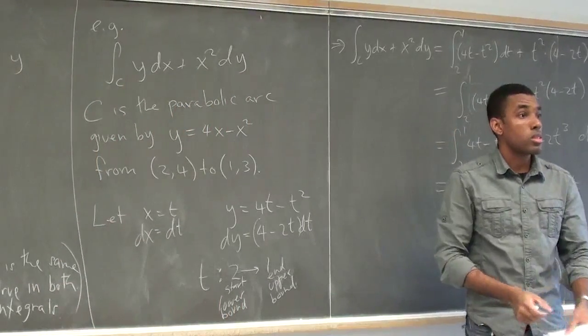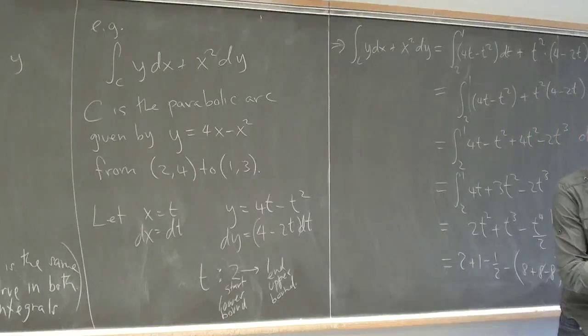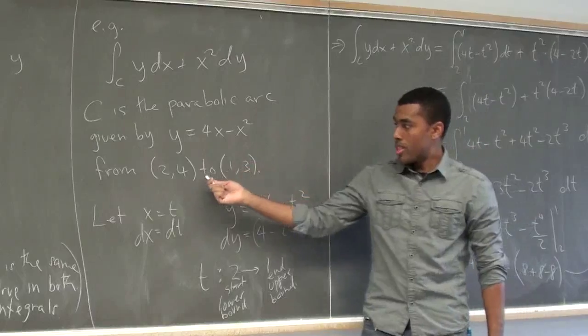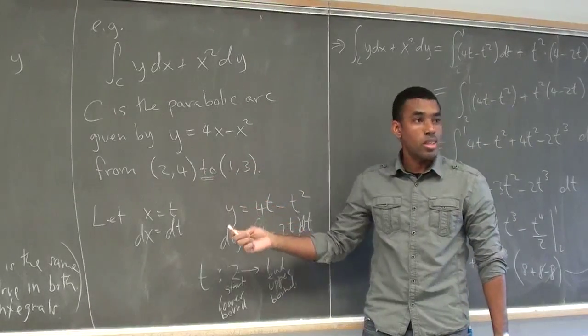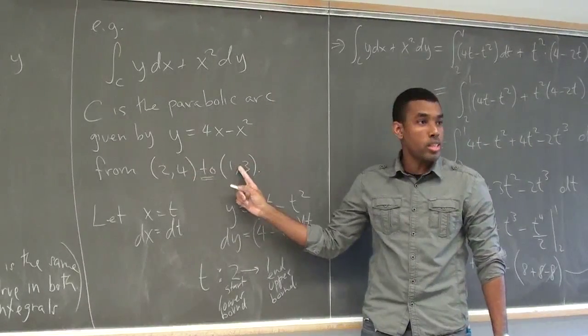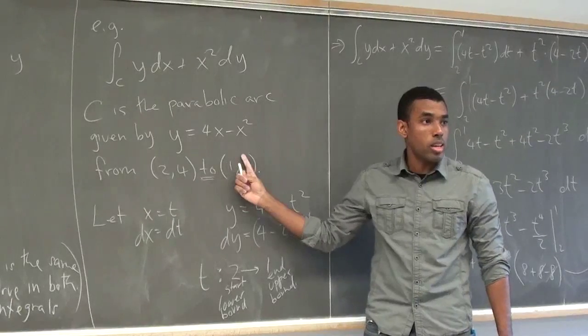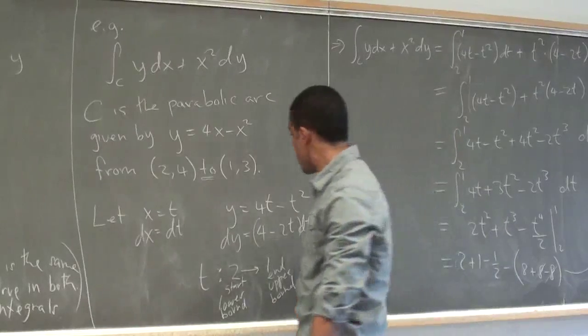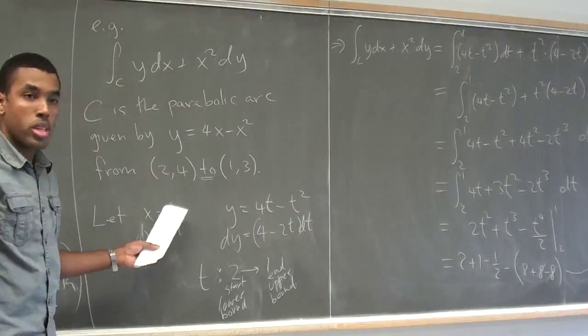Okay? Yes. How did you determine that the 2 was the lower bound and 1 was the upper bound? Oh, because of the way they described it. We're going from this to that. It means that this is the start, that's the end, and your limits have to account for that. With respect to x? Yes, with respect to x.